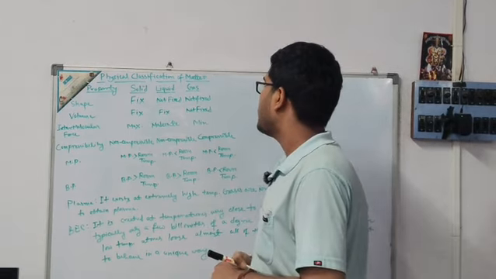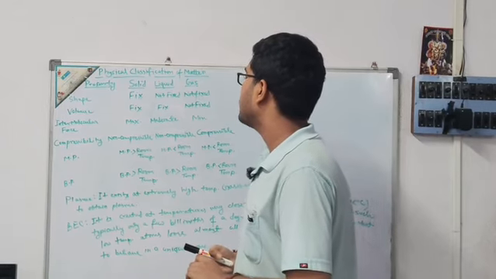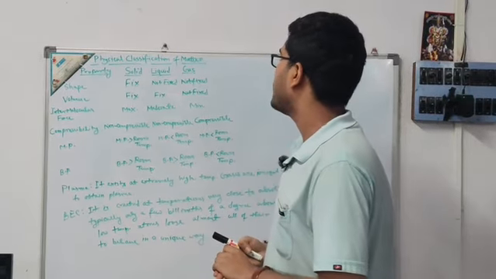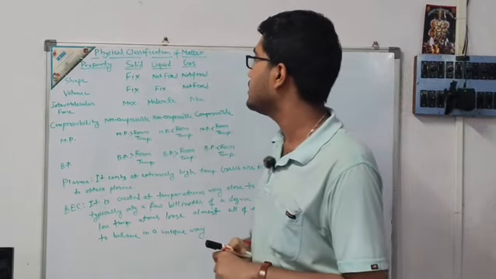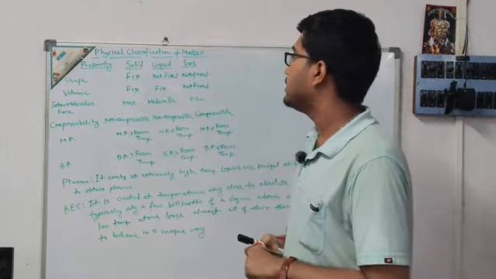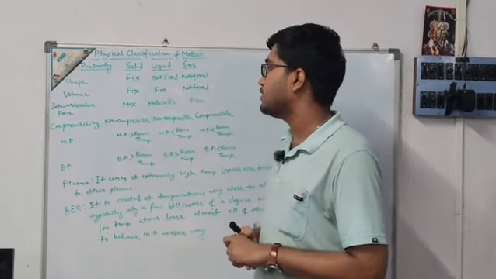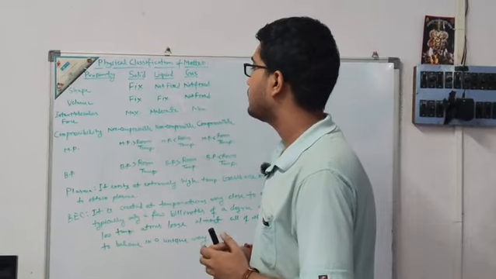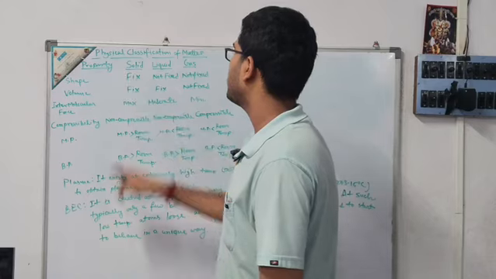Now matter can be classified according to physical and chemical properties. First we will discuss the physical classification of matter. Matter can be classified into 5 categories. First is the solid, second the liquid, third the gas, fourth is the plasma, and last is the Bose-Einstein condensate. In short, we write it as BEC. Now let us discuss some properties of these states. First is the solid state.